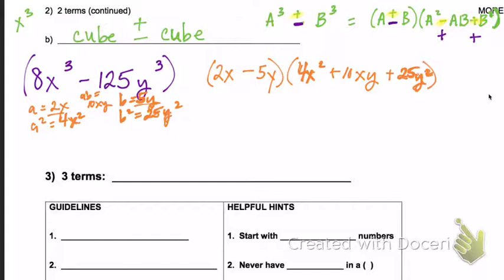So this one is just more like finding a formula and plugging it in. If you have two cubes, you get the cube root of both of them. That becomes your a and your b. Then for these terms, you have to actually go back and square them. For the middle term, you have to multiply them together.